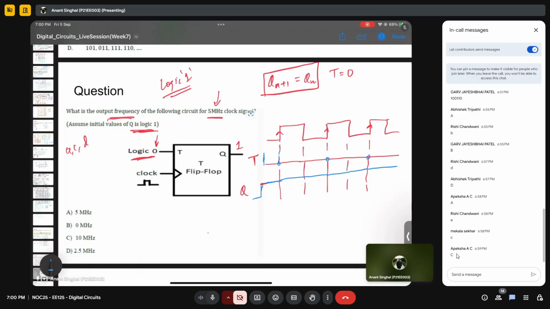Does this make sense to everyone? I mean, this will be a straight line. Is this clear to everyone? Please let me know if this is clear.